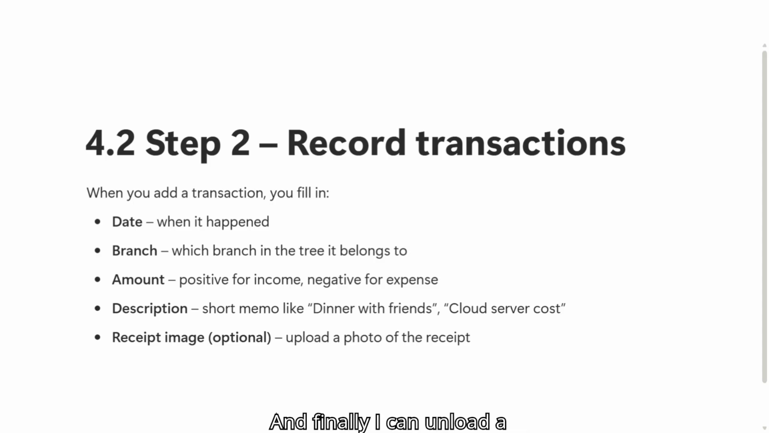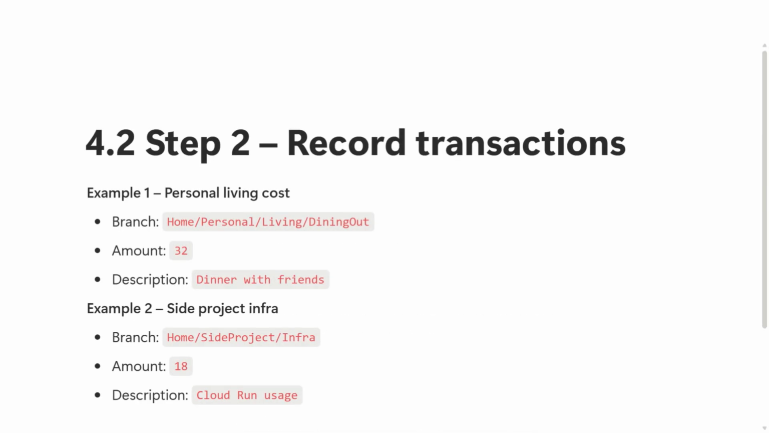And finally, I can upload a receipt image. This is optional, but if I take a photo of a receipt with my phone, I can attach it here, and then the number, the memo, and the receipt all stay together in one place. Okay, let me show two examples so you can see how this looks in your life.